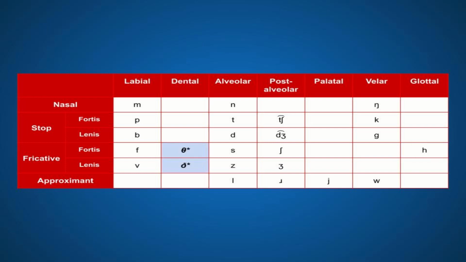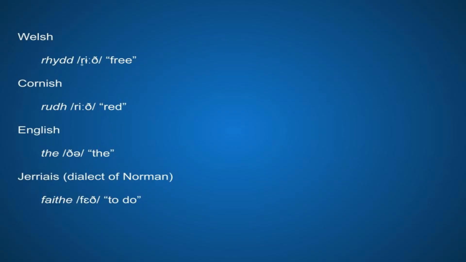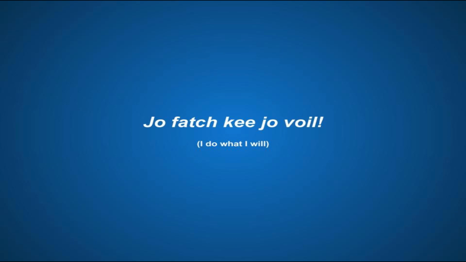Now what about dental fricatives? Someone pointed out in the comments section of the original video that, much like the glottal fricative, dental fricatives are somewhat of an areal feature in the British Isles. Welsh has them, Cornish has them, English has them, heck, even Guernésiais, the Norman dialect of Guernsey, created a new th from R between vowels, so why were there no dental fricatives in Britannian? The short answer is, because I don't want to. Look, I'm not a fan of dental fricatives, okay?